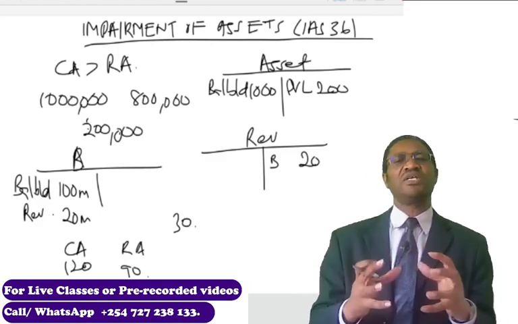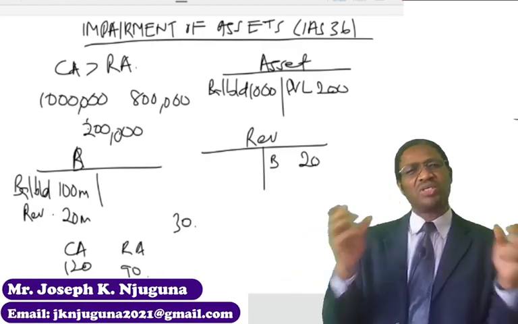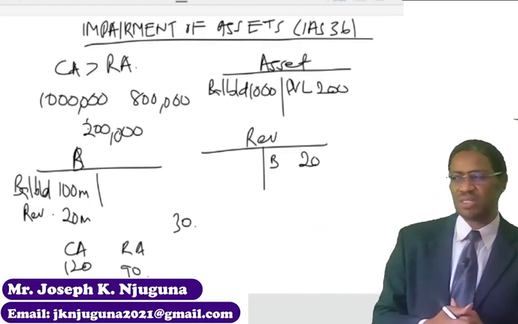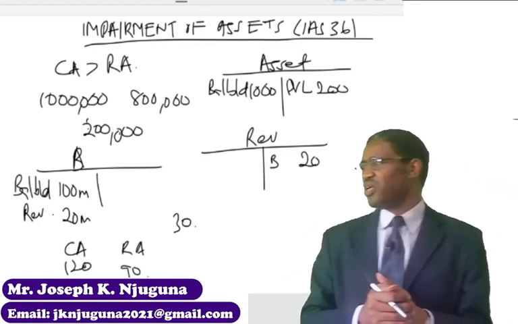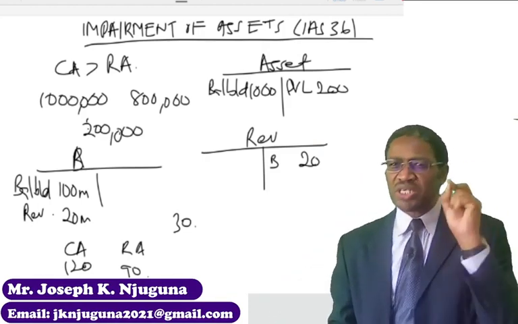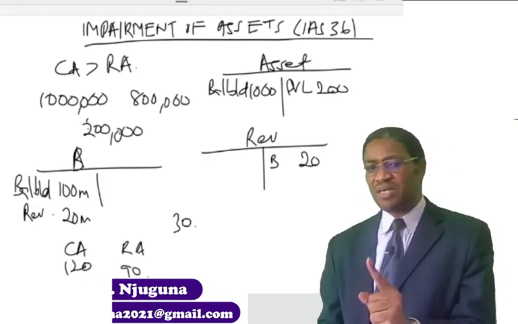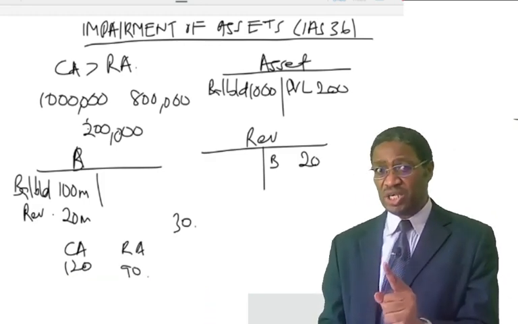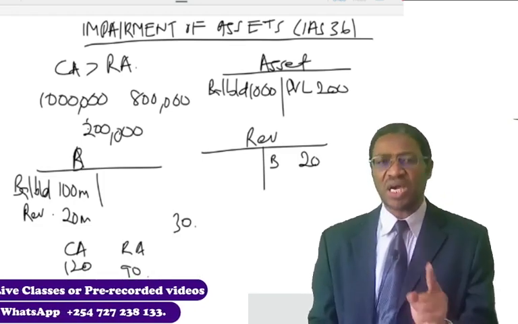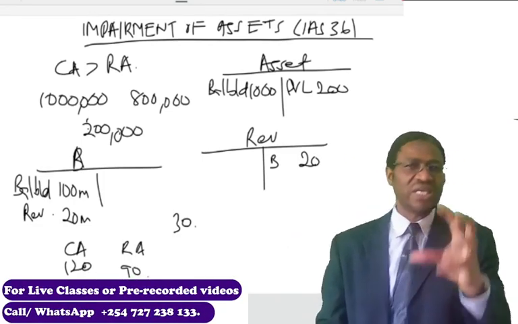Now listen. The question now is, how do you write off the 30 million? It has suffered an impairment loss of 30 million. But how do you write it off? You don't write it off the way you wrote off the 200,000 that we wrote off initially. No. This time, you write off that 30 million in a particular order.